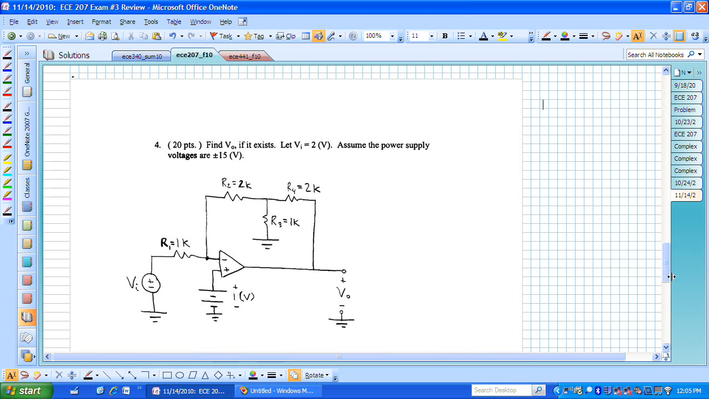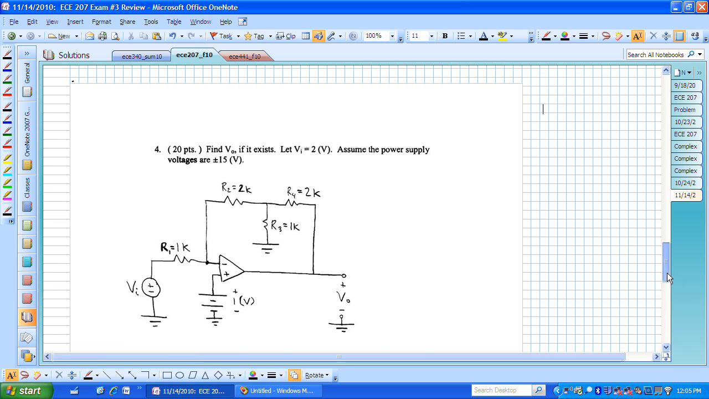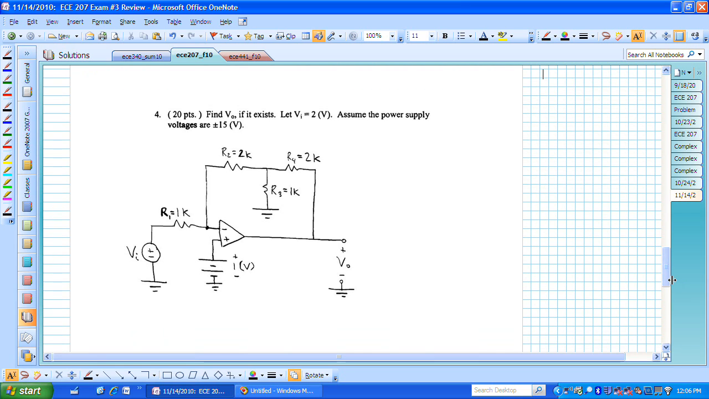We are now back and we want to look at problem number 4 on a previous exam, number 3. This is an operational amplifier problem, and we're trying to find this output voltage V0 if it exists. We're told that this particular input voltage is a DC value of 2 volts, and we're assuming that the power supply voltages are 15 volts and minus 15 volts.